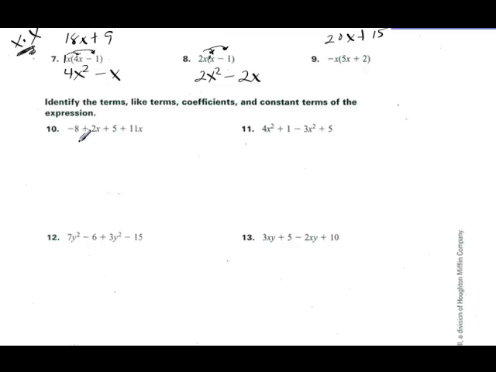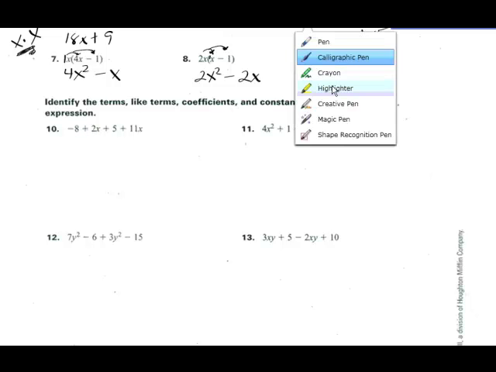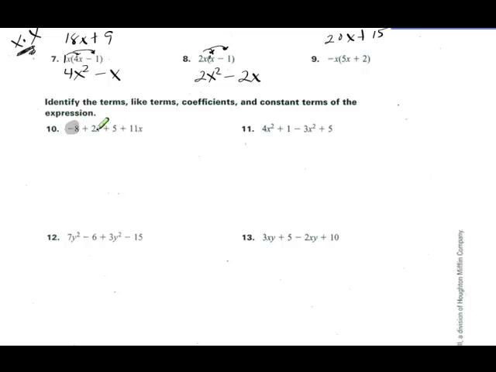So, I'm going to use the highlighter. Here I have a term, here I have a term, here I have a term, there I have a term. So how many terms are there? 4. Okay, which ones are like terms? Negative 8 and the 5 and 2x and 11x.